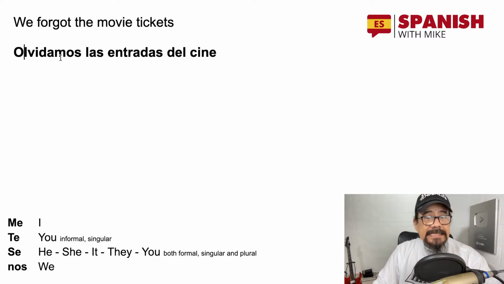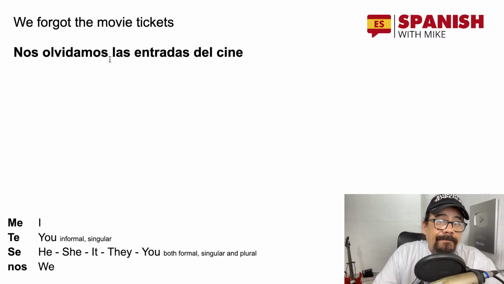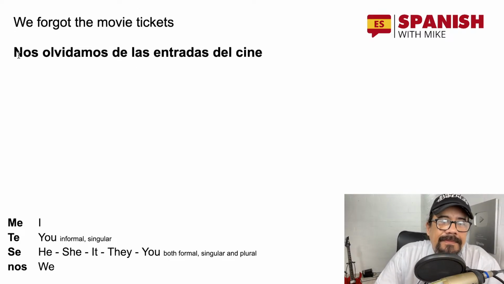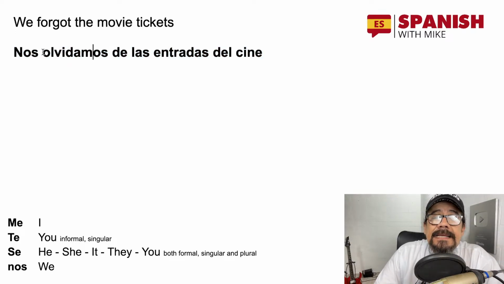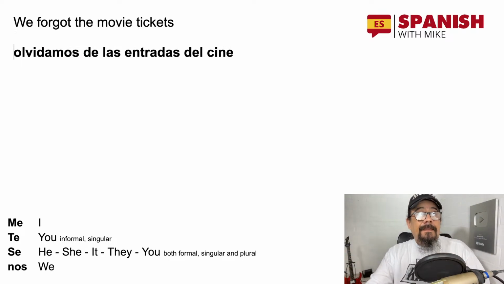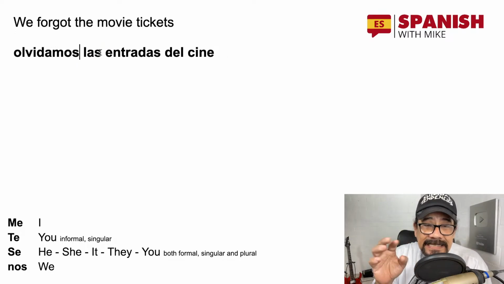So let's say, I can say, nos olvidamos las entradas del cine. Nos olvidamos de las entradas del cine would be better, right? This could be understandable, but it doesn't sound natural. And this would be just the dative of interest, because if we remove the nos form, it's pretty much the same. Olvidamos las entradas del cine. The sentence doesn't lose any meaning.